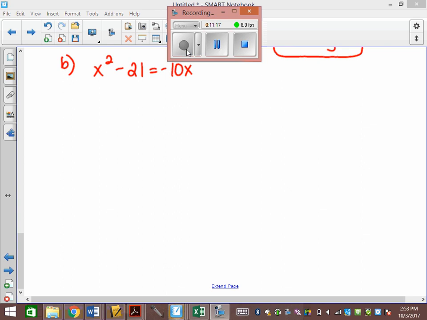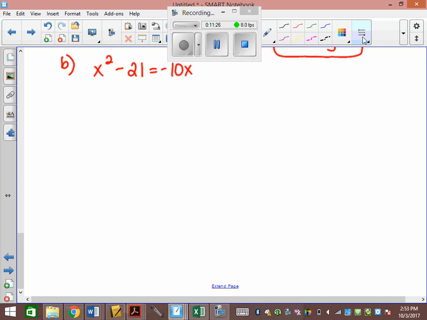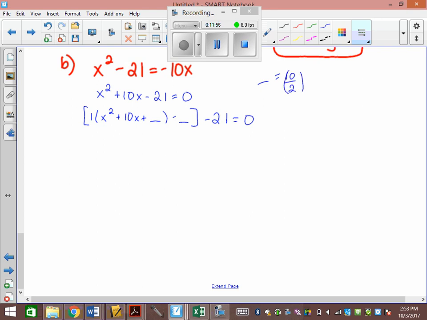Now, some of you may have noticed this one's nicer than the last one. Why would that be? Yeah, there's no a value, right? There was nothing you had to pull out of the first two terms. It was just a 1. When you divide by 1, it doesn't give you a fraction, which is nice. So we get x² + 10x - 21 = 0. You can take out a positive 1. x² + 10x + blank - 21 = 0. So our blank is equal to (10 divided by 2) squared, which is 5 squared, which is 25.